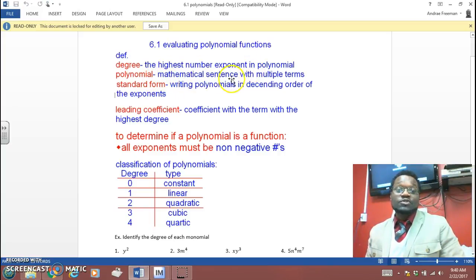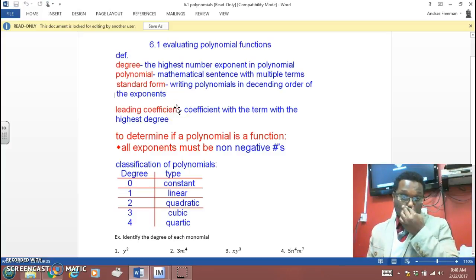A polynomial is a mathematical sentence with multiple terms. So technically that's not true. It's a mathematical sentence with terms. Sometimes it has multiple terms. Standard form is writing polynomials in descending order of exponents. That means from left to right, the exponents are getting smaller.